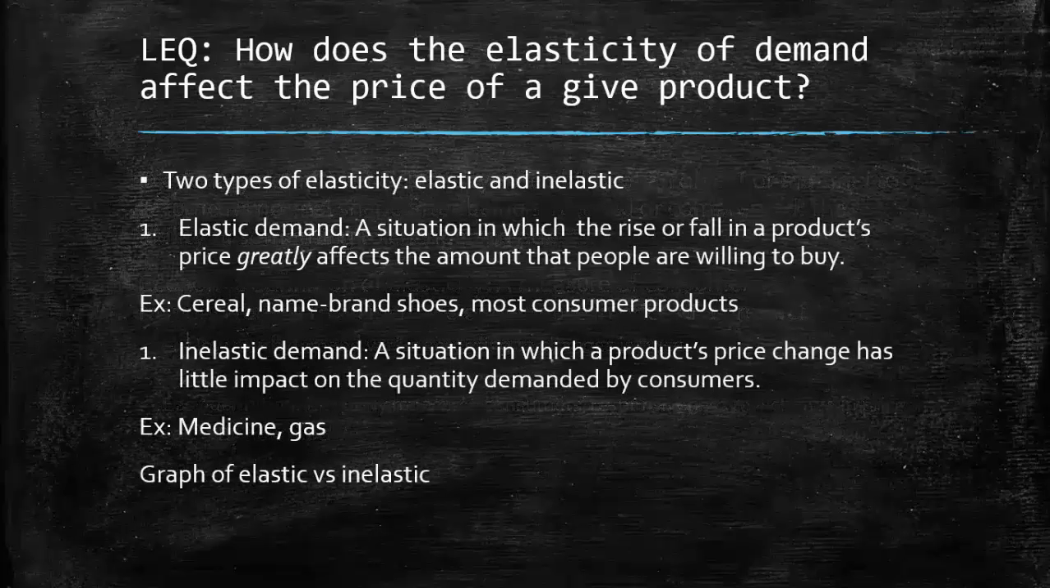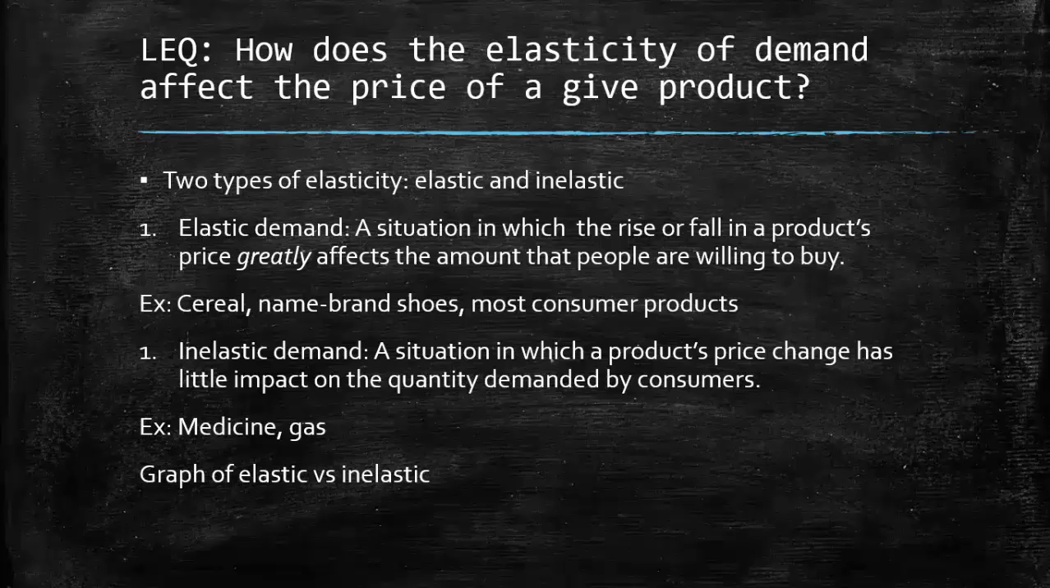So there are two types of elasticity. Elastic demand is a situation in which the rise or fall in a product's price, law of demand, greatly affects the amount of people that are willing to buy. So if the price goes up and the quantity demanded goes down a lot, we call that elastic demand. A common example I use in class is cereal. Let's say your favorite cereal is Cinnamon Toast Crunch. If the cost of Cinnamon Toast Crunch quadruples, it goes from $4 to $16, chances are the quantity demanded is not only going to go down, it's going to go down a lot.